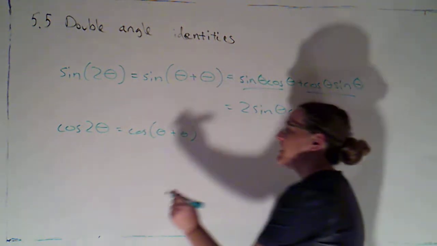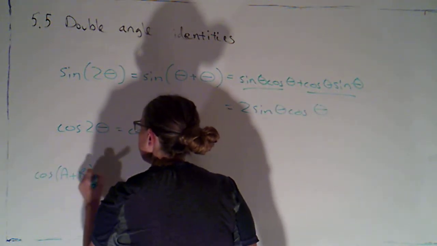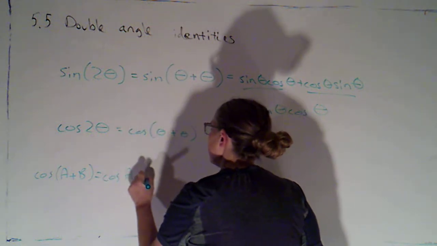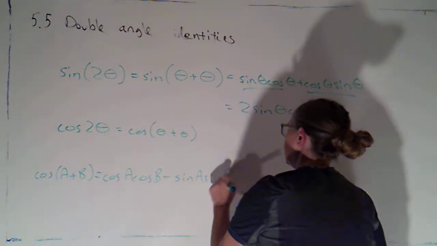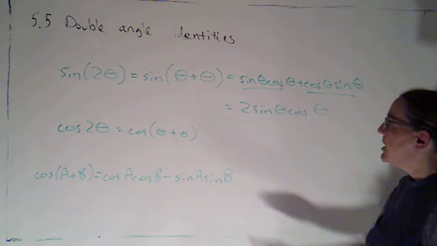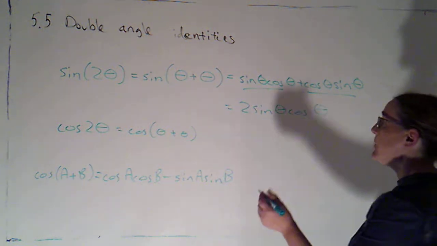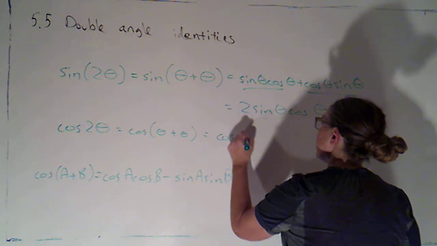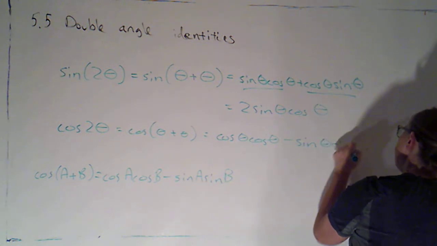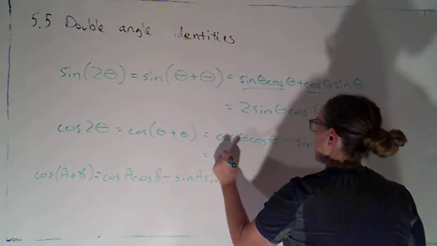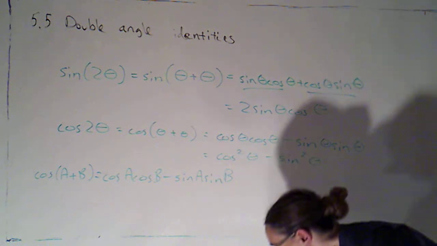Welcome back. Hopefully you remembered that the sum formula for cosine, cosine of A plus B, was cosine A cosine B minus sine A sine B. Okay. So I'm just copying that formula but replacing both A and B with theta. So I'm going to get cosine theta cosine theta minus sine theta sine theta. And that's just cosine squared theta minus sine squared theta.